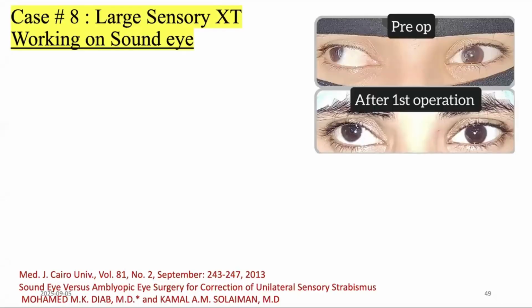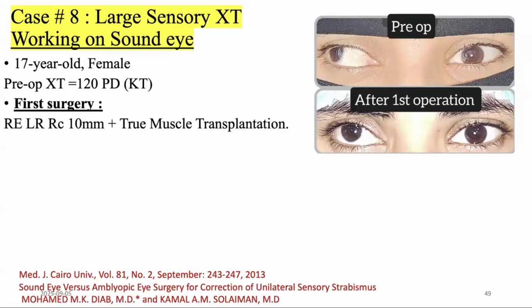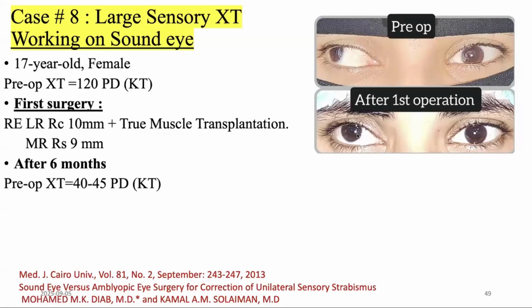That is another case, a 17-year-old female with an even larger exotropia, around 120 prism diopters. I did the same measurements as in the last patient. I did LR resection of 10 millimeters with MR resection of 9 millimeters with true muscle transplantation. But unfortunately, after the operation, the patient still had residual exotropia of around 40 prism diopters.